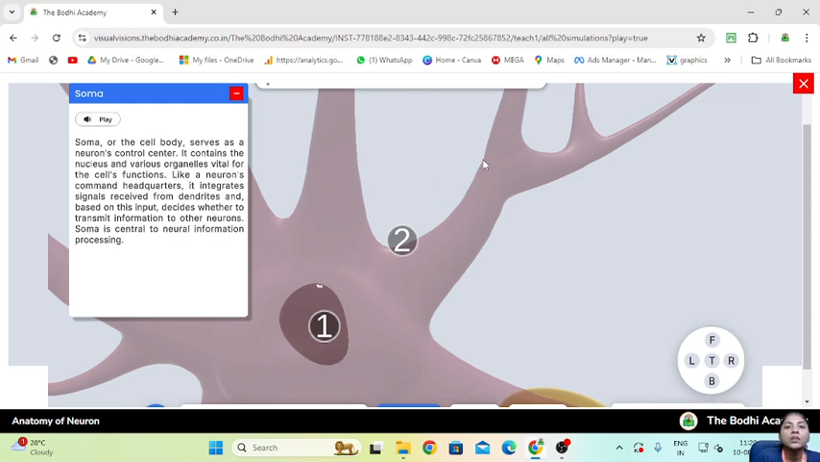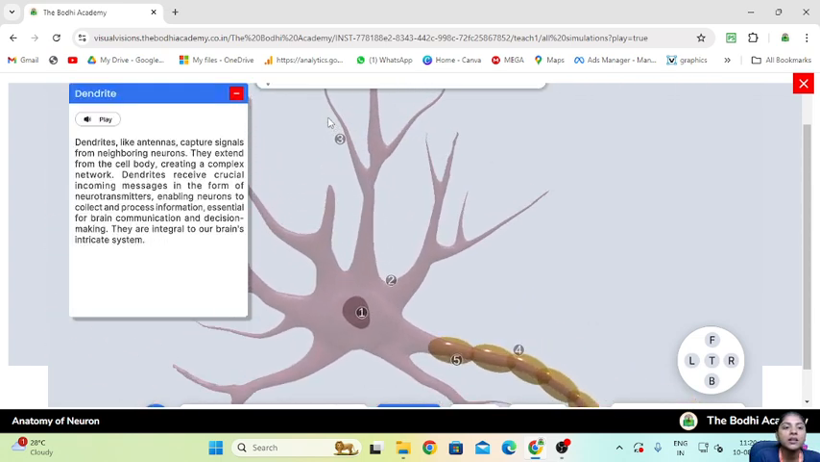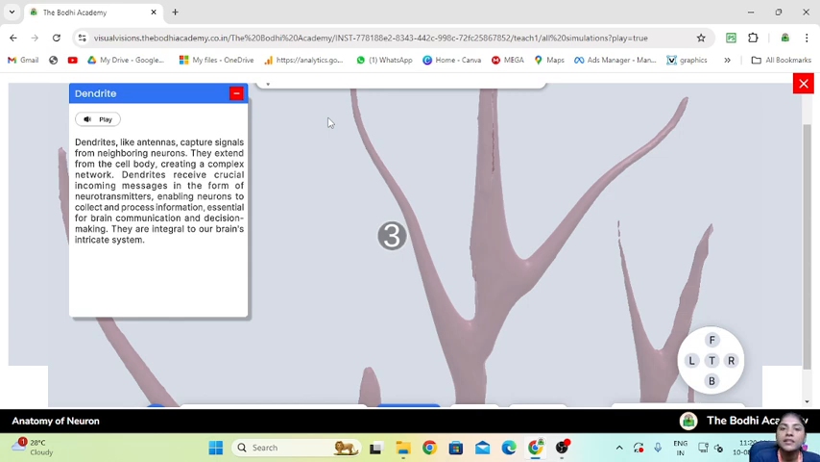So the nerve signals which are captured by the dendrites are then transmitted to the cell body or the soma, and then it decides whether to transmit these signals ahead to the next neuron or not. Then soma is central to neural information processing. So basically this soma or the cell body is central to the neural information processing. Then the third part of the cell body is the dendrite. So dendrites, like antennae, capture signals from neighboring neurons.